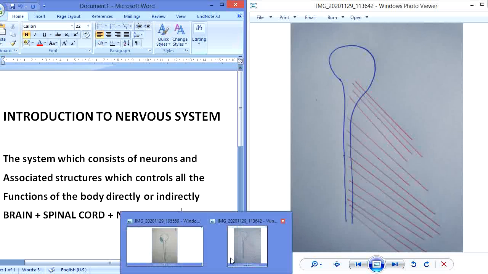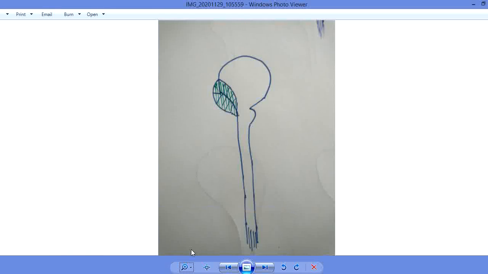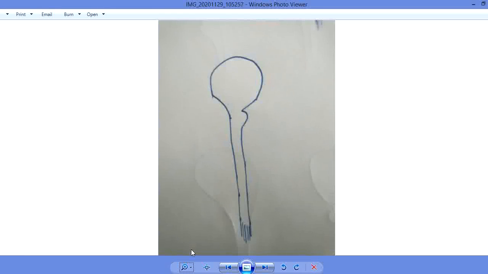Now coming toward the detail of this lecture. In this diagram you can see that this area is the brain. This is a simple diagram of brain. This is the spinal cord. The spinal cord is attached with the brain with the help of a stem that is called brain stem. This area represents the brain stem. So the brain, spinal cord and the brain stem.